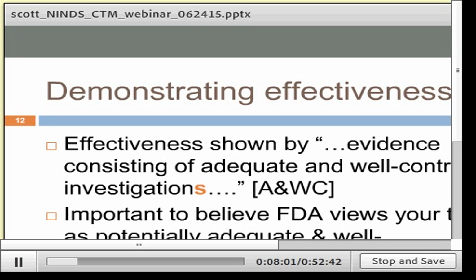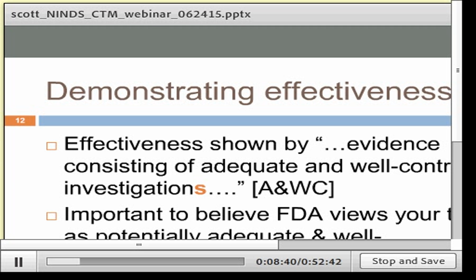In order to have a drug or biologic approved, it has to be shown to be safe and effective. And from the regulations, effectiveness is shown by evidence consisting of adequate and well-controlled investigations, which we sometimes abbreviate AWC. The S on the end of investigation has been the source of a lot of almost Talmudic scholarship over the years. And it's usually interpreted to mean that you need at least 2 phase 3 trials to get a drug approved. There are a lot of exceptions to that. It depends on the indication, but that's often the default attitude.